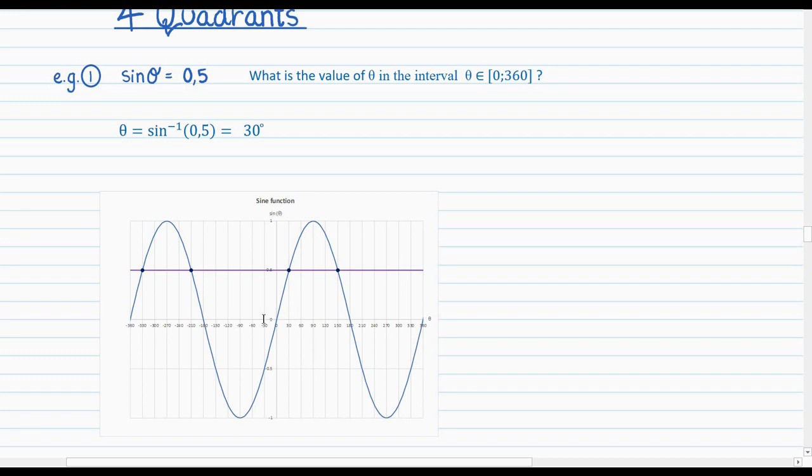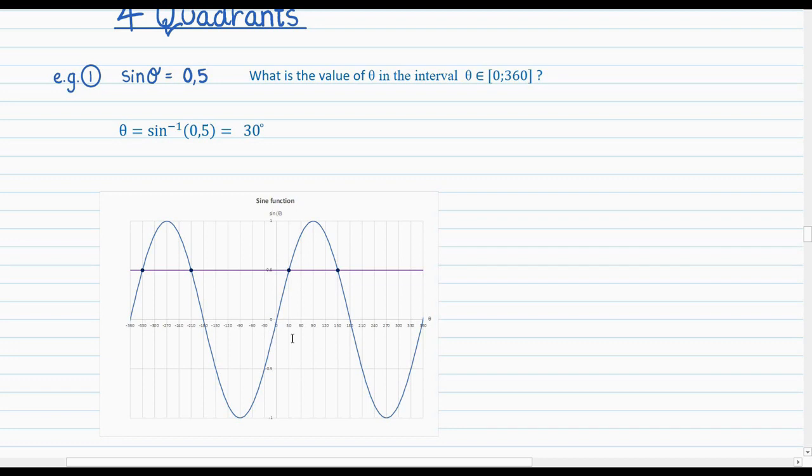The main difference between them is, for one, how the graph looks, and two, how often it repeats, meaning after how many degrees the entire shape of the graph repeats itself. And this value is known as the period. So the period is the angle after which the function repeats itself.